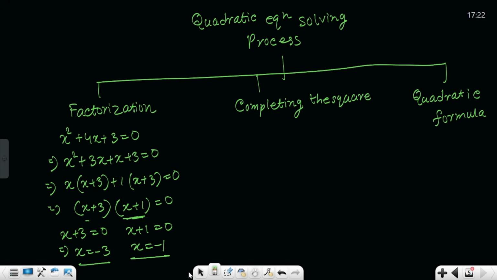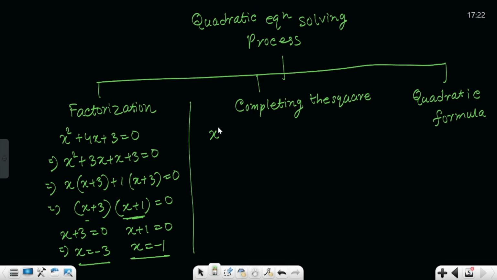This method is the simplest method, okay? And we generally use this method to solve easy quadratic equations which are factorable, okay? Which are factorable easily. So this is the factorization method. I need another example for this. Okay, you know this. Now we are going to the completing the square method.